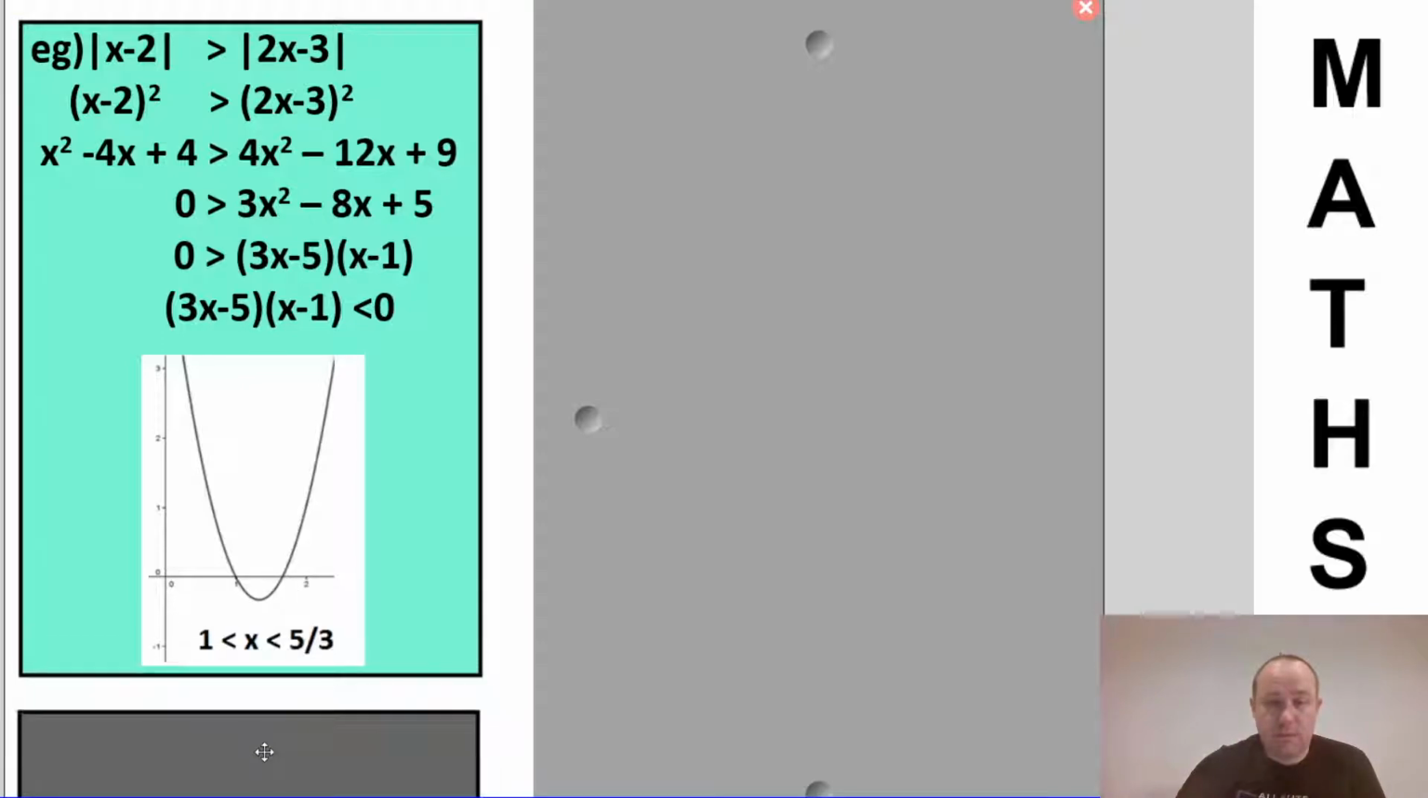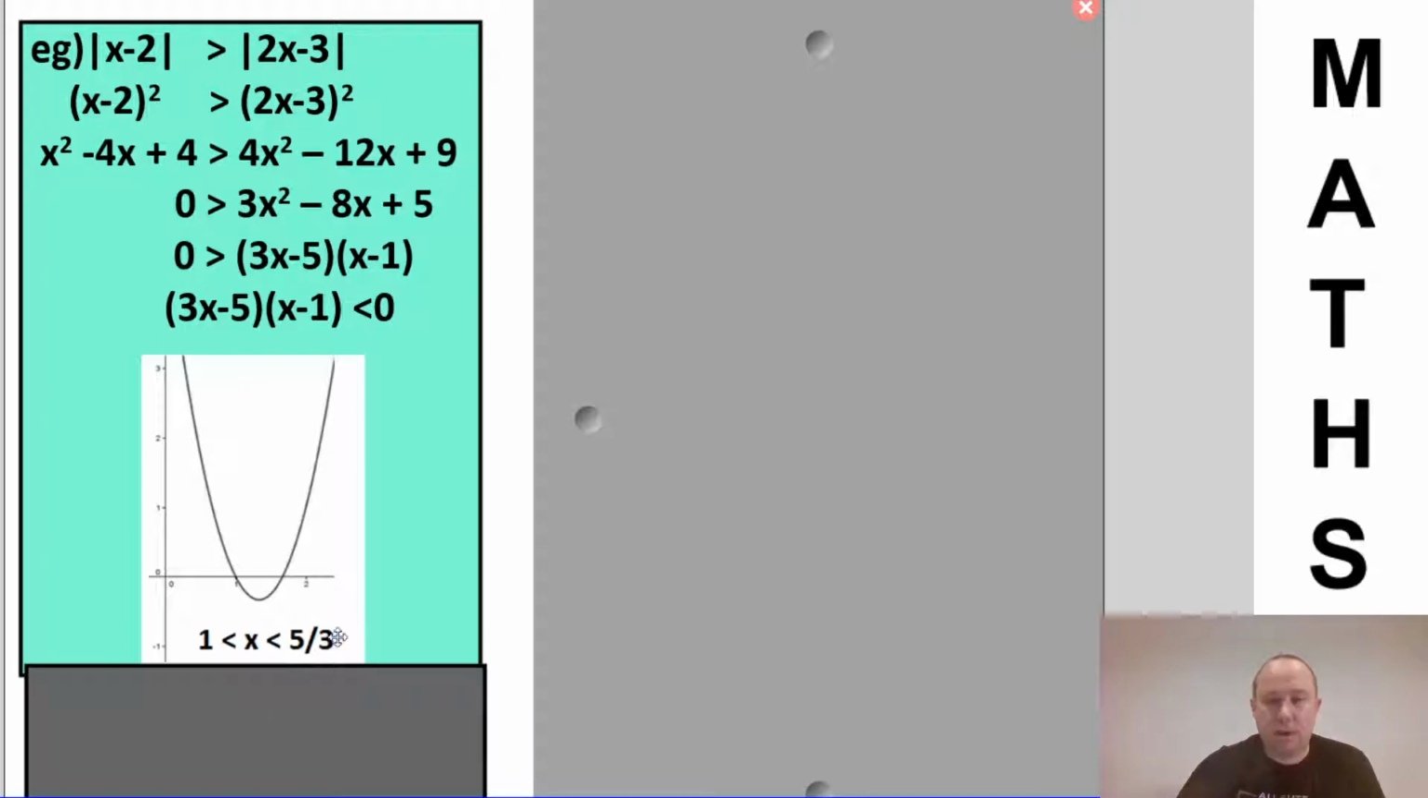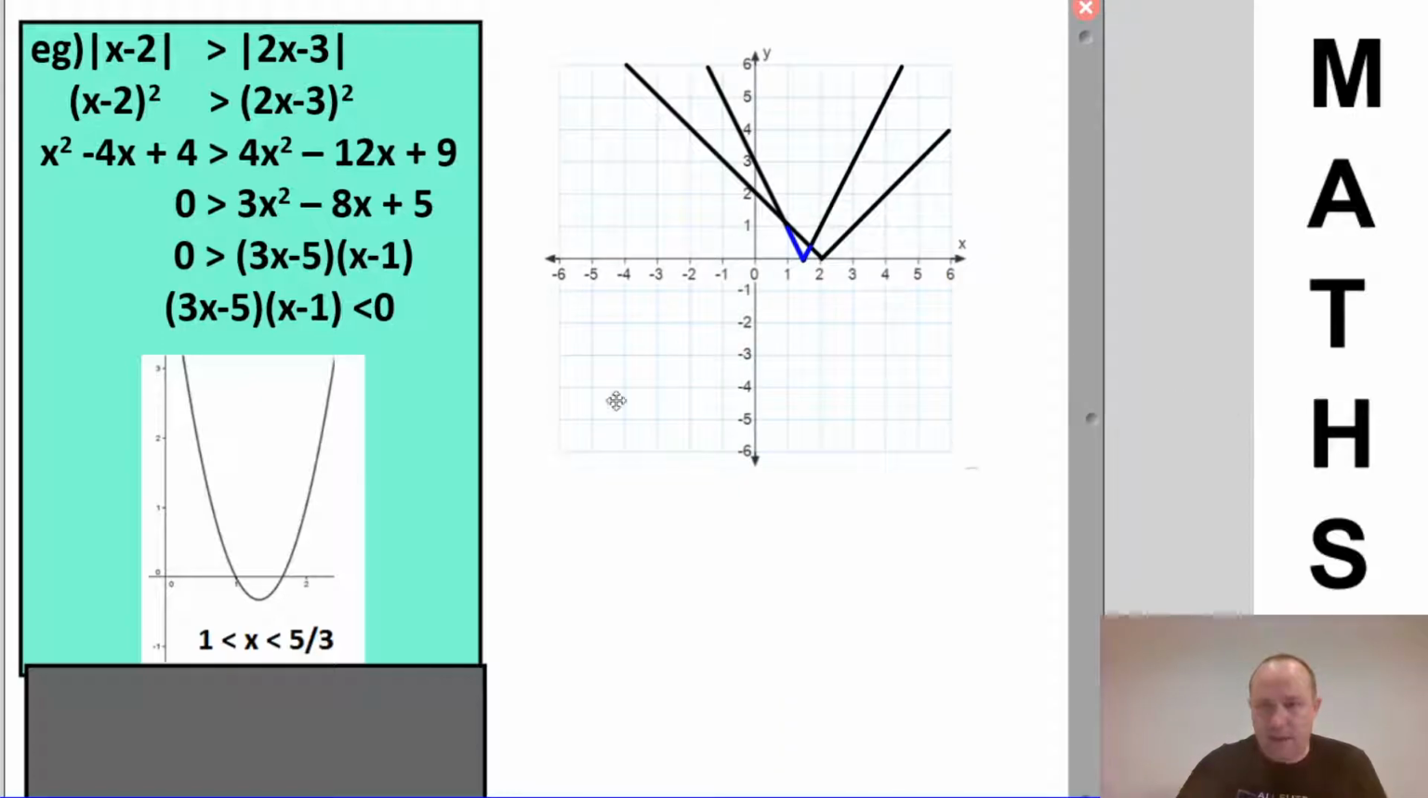So in other words, those two numbers we just found, the 1 and 5/3, the answer would be between those two things. Now, if you want to see what that looks like graphically, I draw the two graphs. I'm interested when x minus 2, that's the one that's here because it's 2 on the x-axis, when this graph is greater than the other graph.